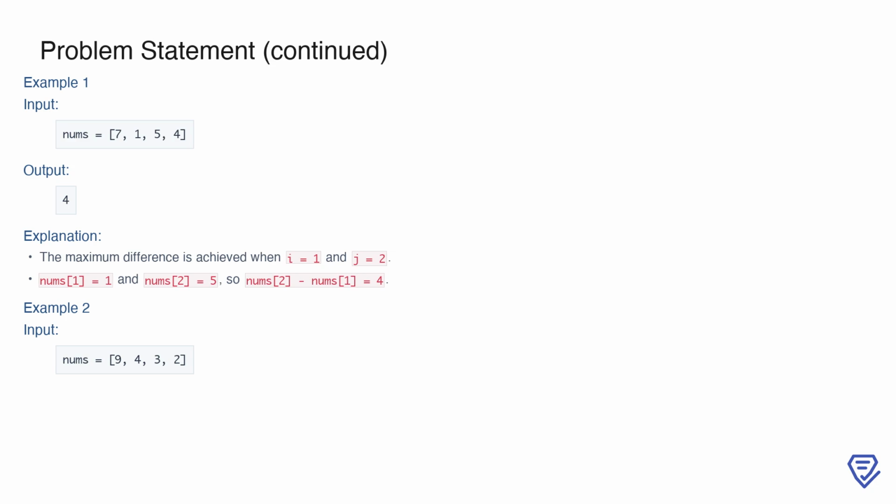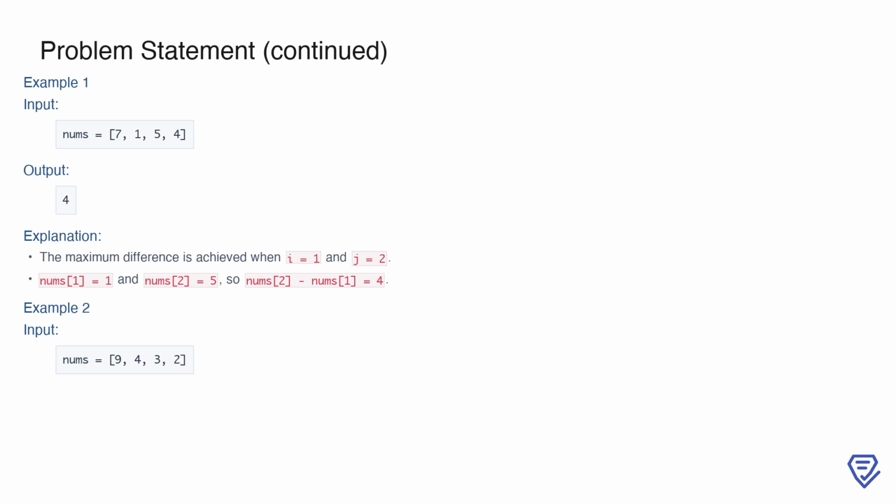Let's consider the first example to better understand the problem. Here, the input array is nums = [7, 1, 5, 4]. The maximum difference is achieved by choosing i = 1 and j = 2. At these indices, nums[1] = 1 and nums[2] = 5. When we calculate the difference, nums[2] - nums[1] results in 4, which is the largest possible difference for this array where the conditions i < j and nums[i] < nums[j] are satisfied. Therefore, the output for this example is 4.